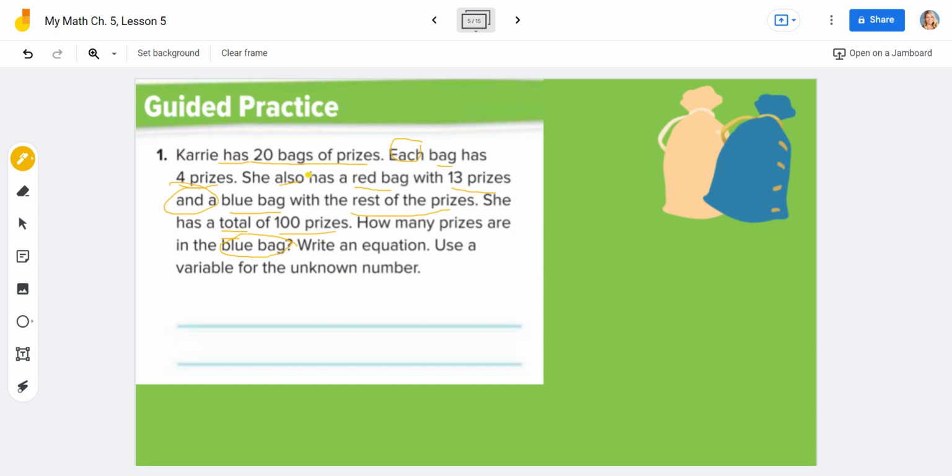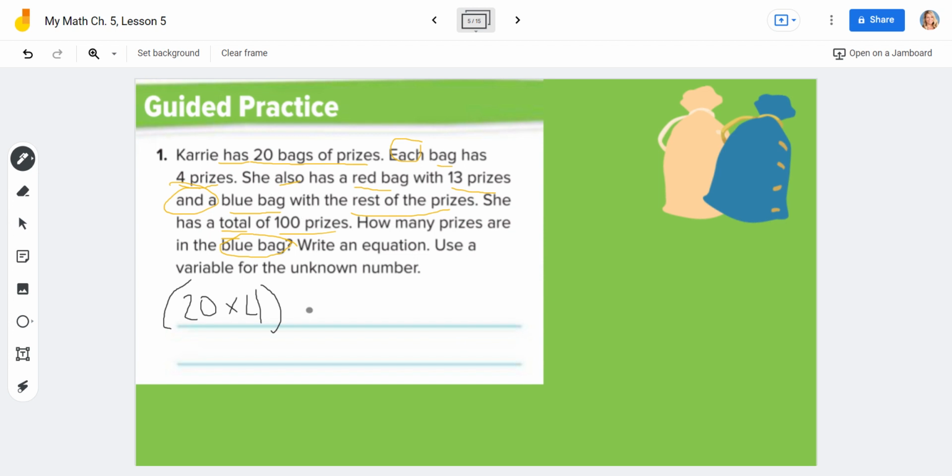So Carrie has 20 bags of prizes. Each bag has 4 prizes. So what that means is Carrie has 20 bags and each bag has 4 prizes. So I'd have to say 20 times 4. Now, I do have to do this first, and these two numbers have to stay together. So I want to put parentheses around those.